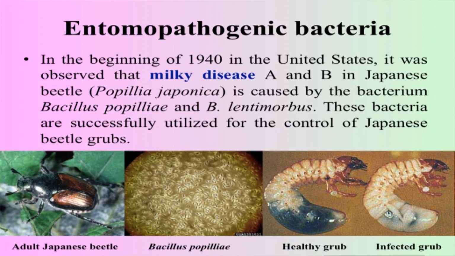Another entomopathogenic bacterium causes milky disease in white grubs. Here you can see milky disease in Popillia japonica. Here you can see the adult Japanese beetle, and this is the entomopathogenic Popillia bacterium, and this is the healthy grub and the infected grub. If we tease it open, only the milky fluid will come out of it.